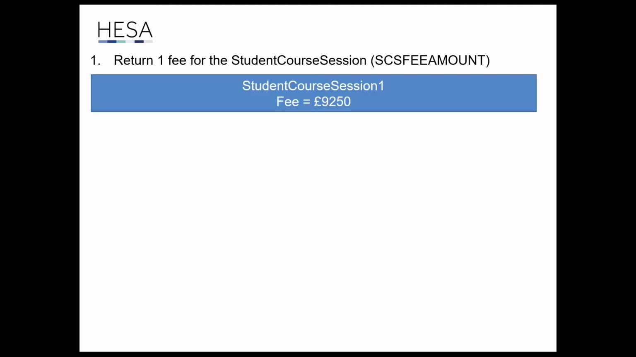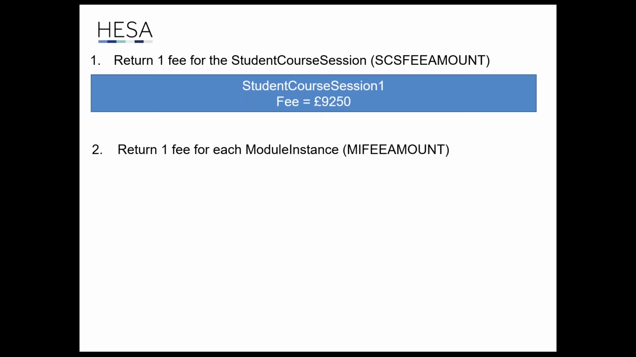Method one then, return the fee for the full student course session. Like I said, this is straightforward. Each student course session would have a fee returned, and if the provider's charging on a yearly basis, they're going to know the fee for that student course session. They can return that in each reference period that the student course session spans. So quite straightforward. Each student course session, the provider tells us how much the fee is for that session.